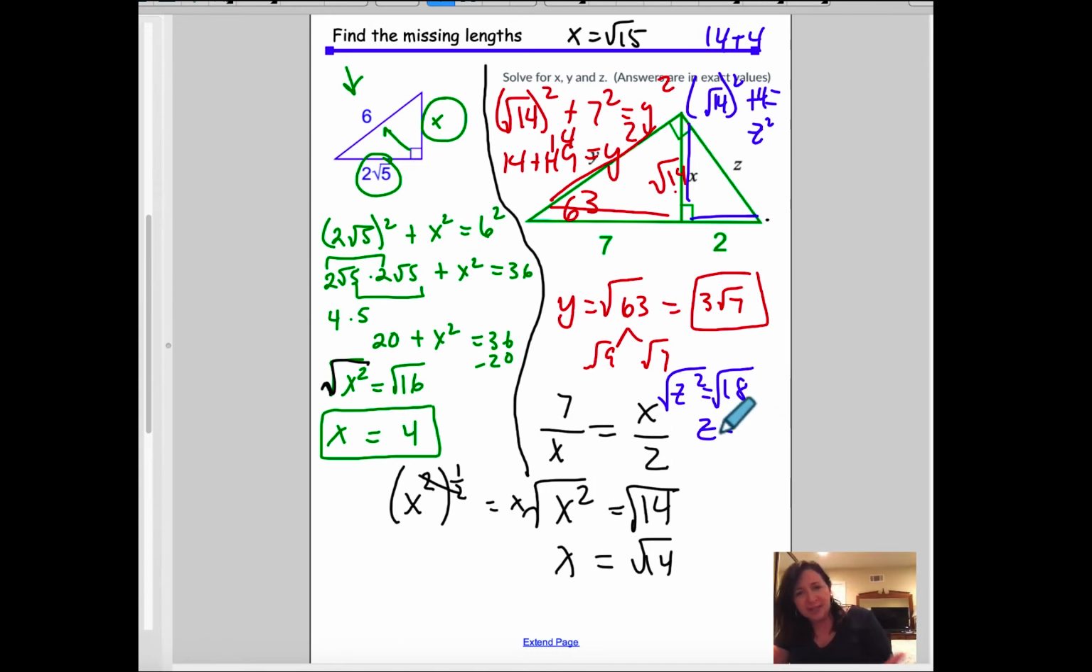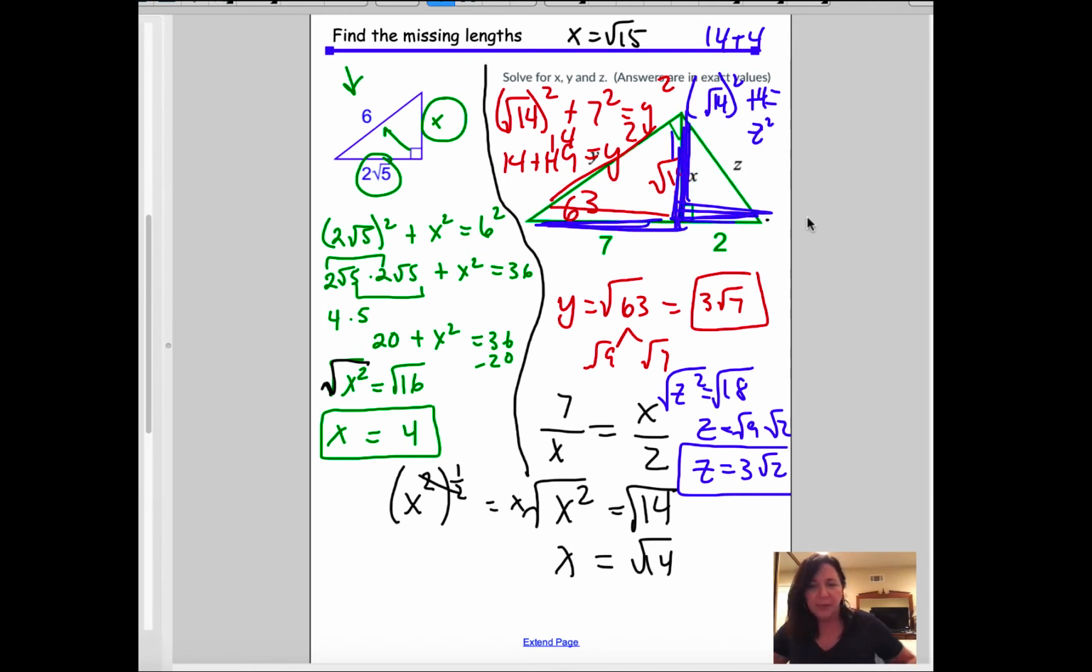Again, the square root of 18, think perfect squares. That's going to be root 9 times root 2. So square root of 9 is 3. So z is going to equal 3 root 2. So we've got all our values here. That was a lot of work for that one problem. You probably won't see something as difficult as that, but definitely know your geometric mean and your Pythagorean theorem. And remember, your geometric mean goes base is to height as height is to base.